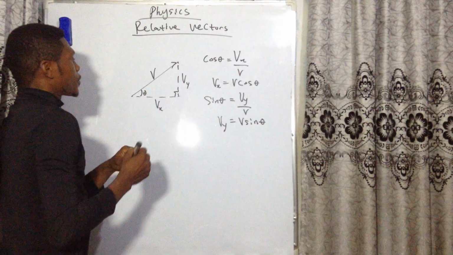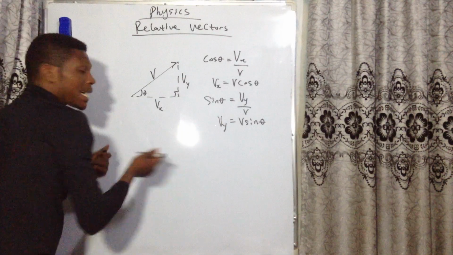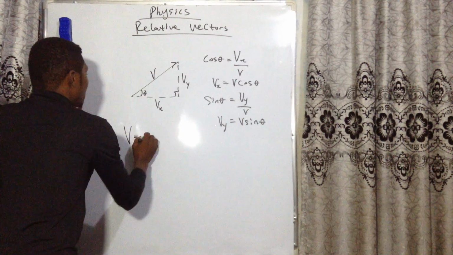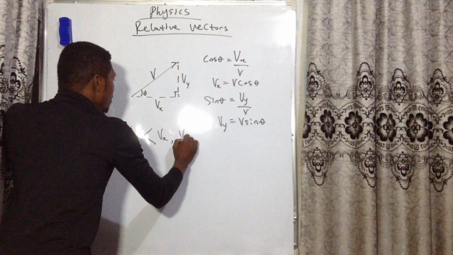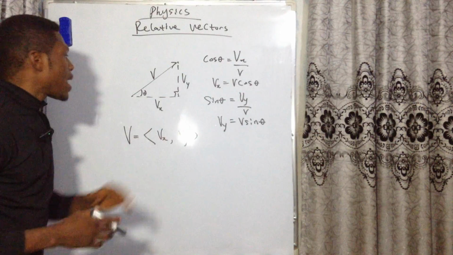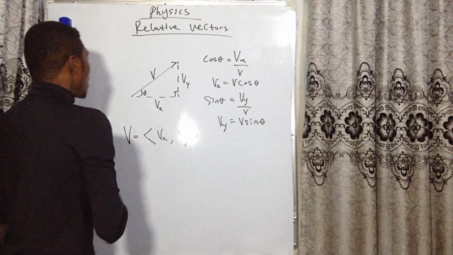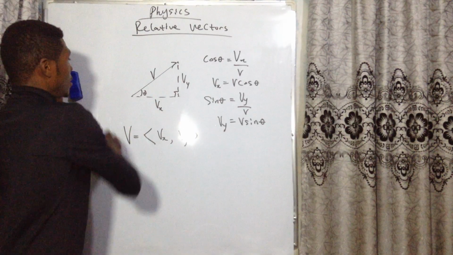So this is the vertical component, this is the horizontal component. We can depict it like this: V is the vector, that is V is (Vx, Vy), where Vx and Vy are the components. So now we can apply this concept to relative vectors.